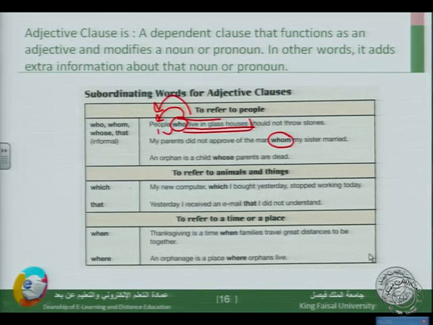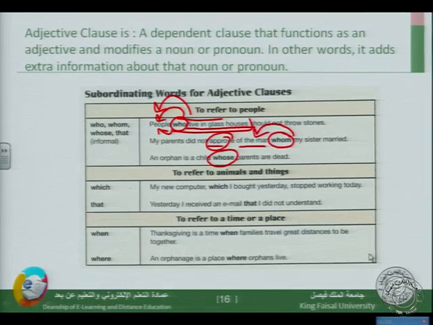So, notice that "who" describes the subject noun and "whom" describes the object noun. My parents did not approve — this verb came after the object, so we use "whom" with it. An orphan is a child whose parents are dead. This shows possession: the one whose parents are dead. "Which" and "that" refer to animals and things, and you know this stuff.